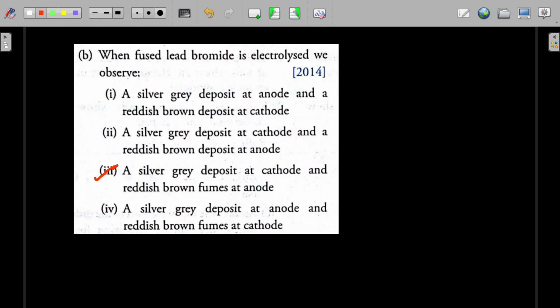Correct. Many of you, if you see the second option also, a silver gray deposit at the cathode and a reddish brown deposit at the anode. No, it is not a deposit, it is fumes. Therefore, the second option is not correct.